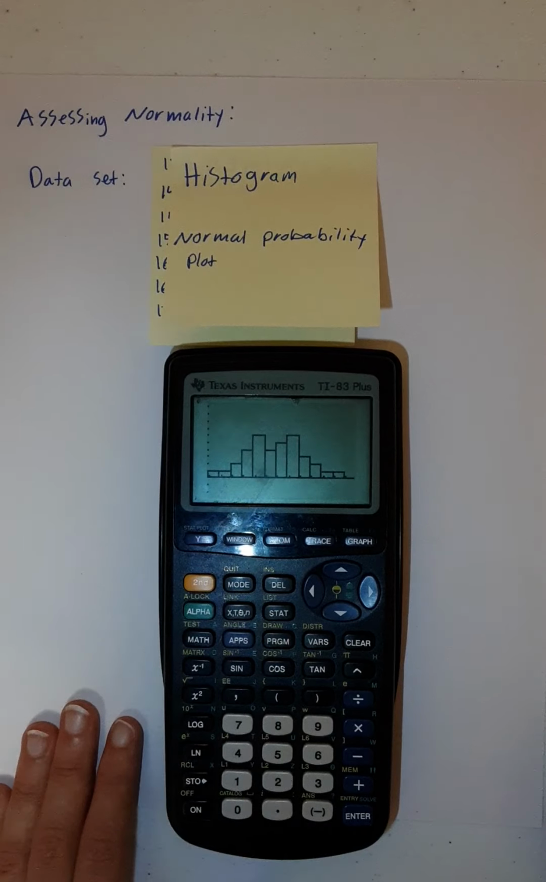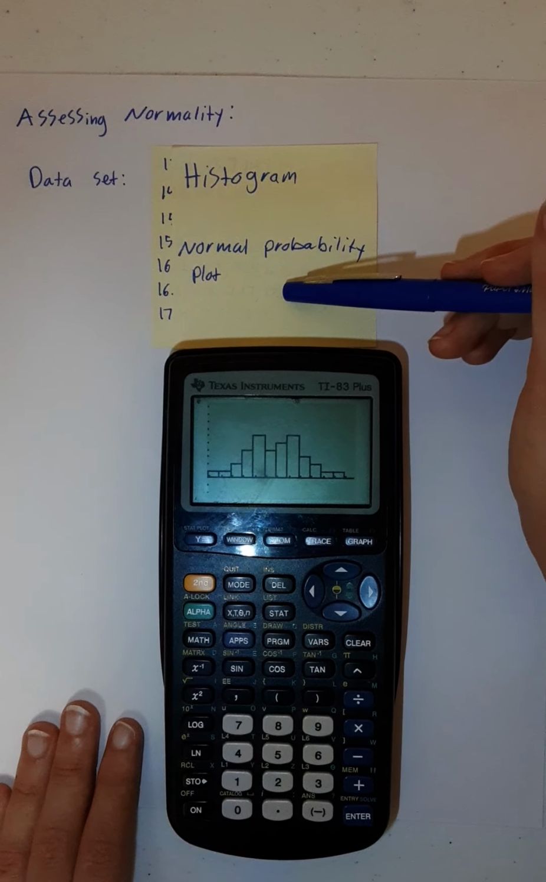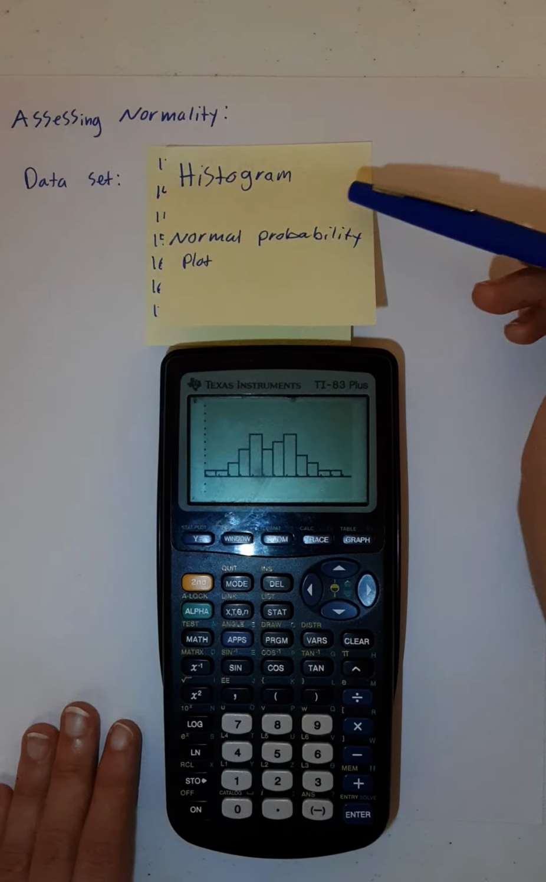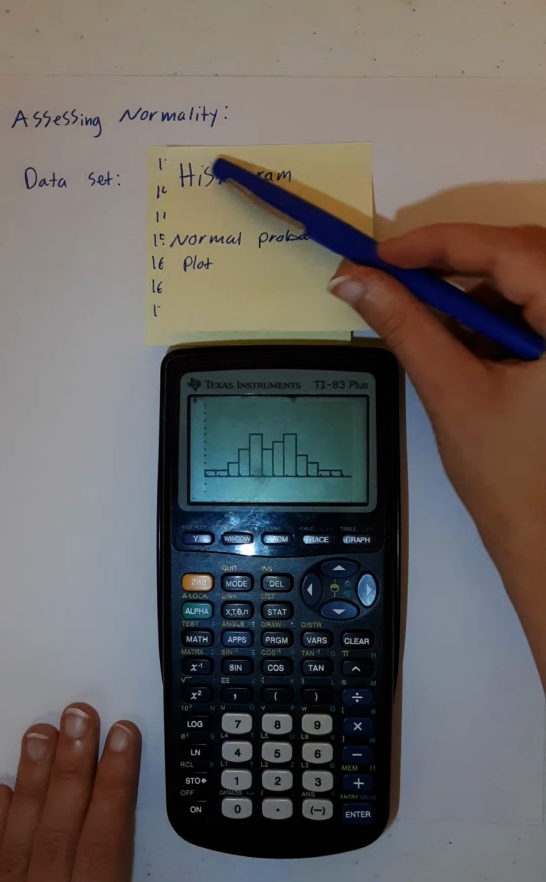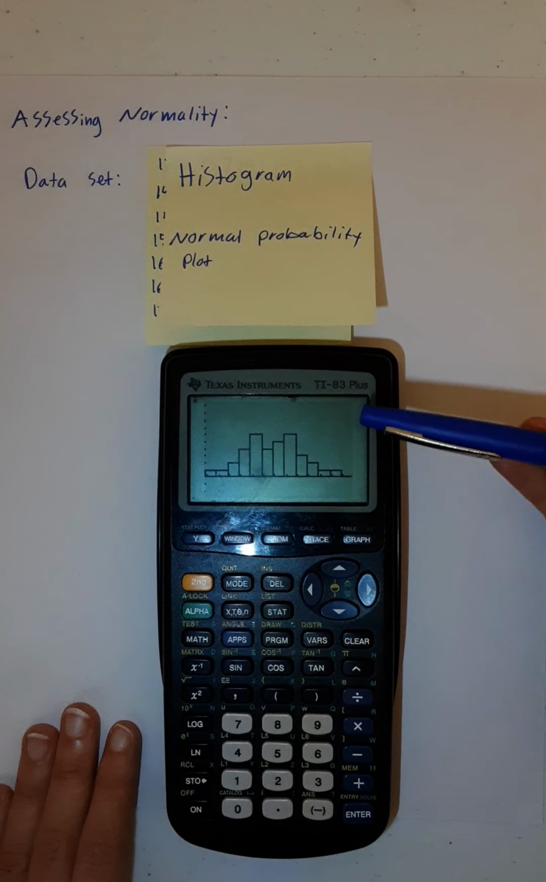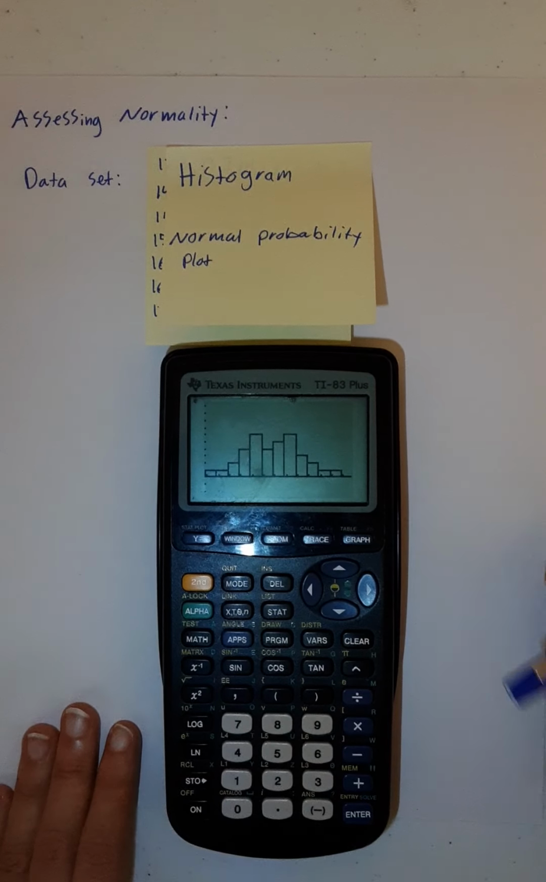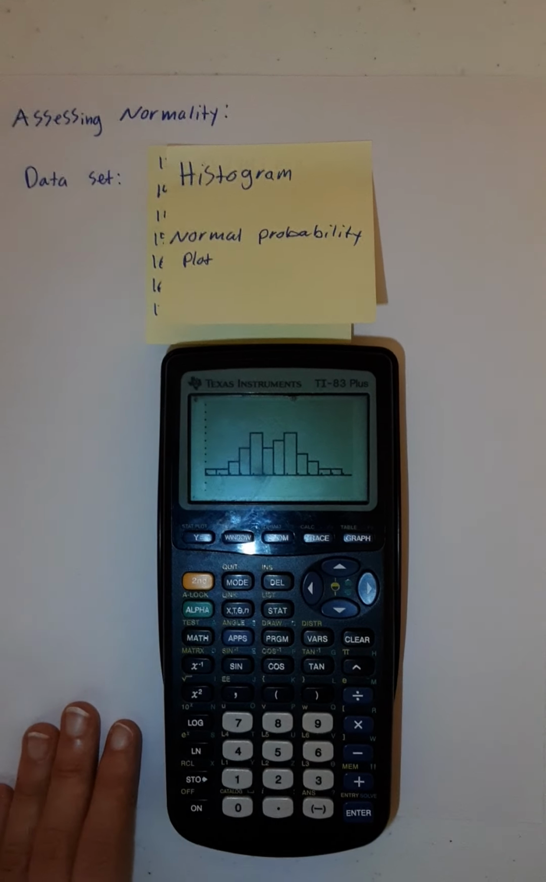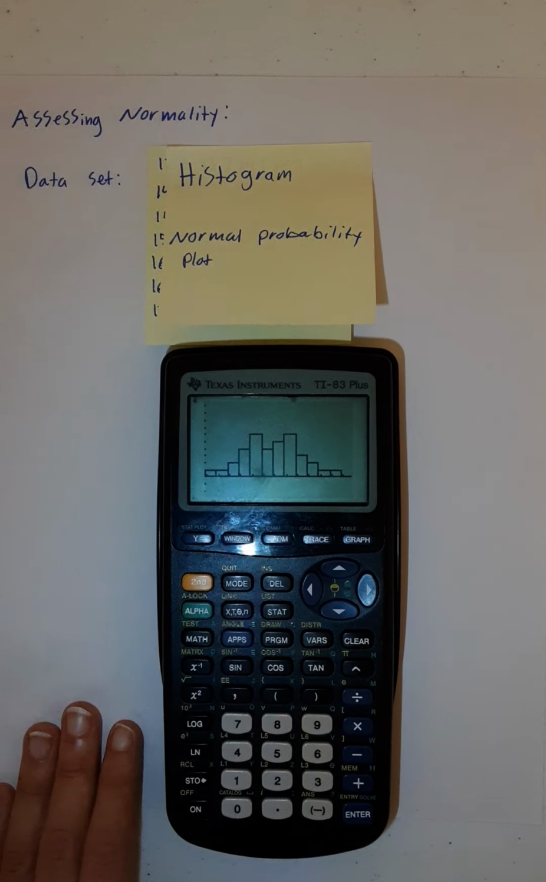Another type of graph I can look at is the normal probability plot. Oh, by the way, if you were assessing normality as a part of a homework problem, you wouldn't want to just do it on your calculator and then not record it. You'd want to sketch a graph of that or take a screenshot and submit it that way. Do not just say that you looked at it on your calculator.